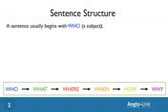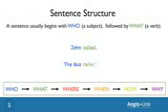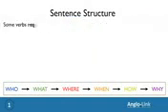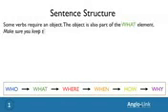A sentence usually begins with who, that's a subject, followed by what, a verb. For example, John called, or the bus returned. Notice that the subject can be a person or a thing. Now, some verbs require an object. The object is also part of the what element, so make sure you keep the verb and its object together.